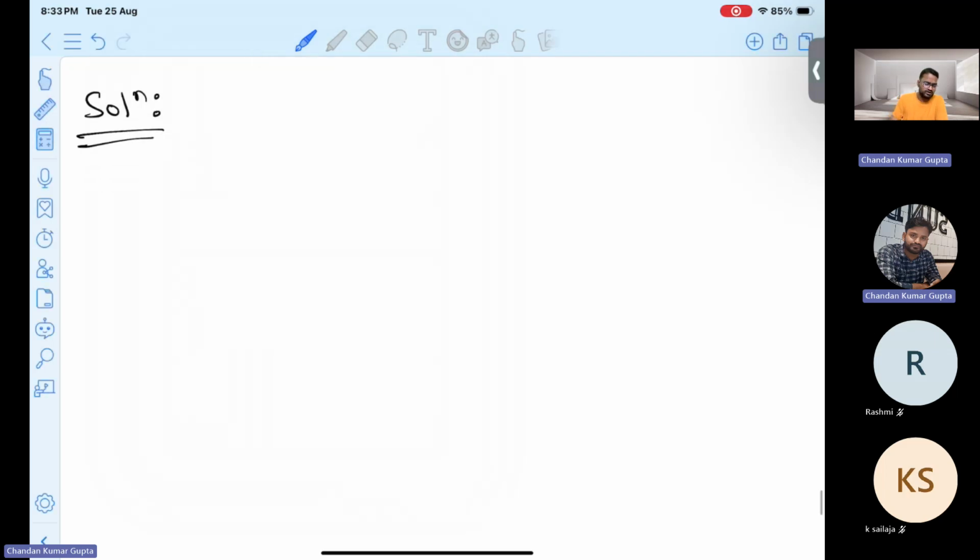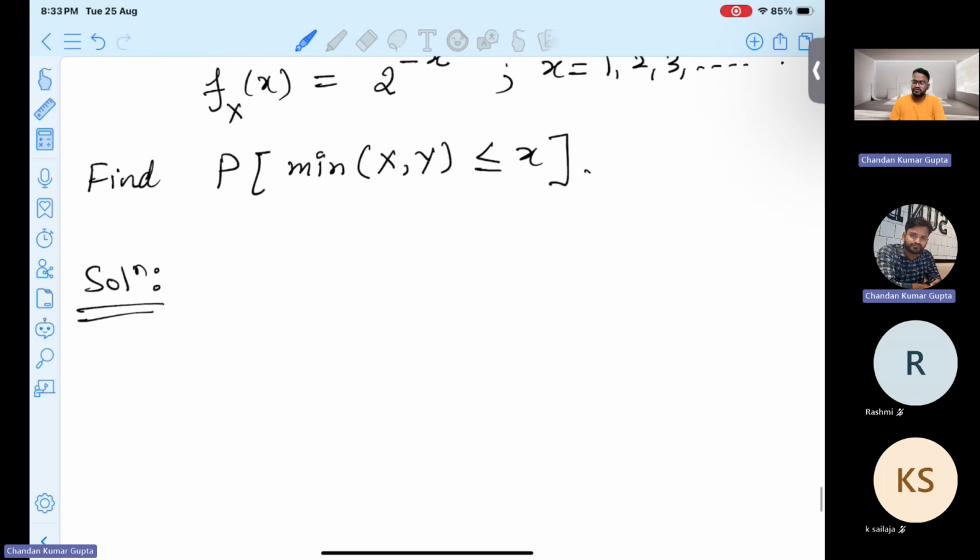Okay, so what we are given here: we need to find the probability that the minimum of X, Y is less than or equal to x. Here we can think that the minimum of X and Y is less than or equal to x. It may be possible that X is less than or equal to x and Y is less than or equal to x as well. So we can use the complement of probability property, the property of complement.